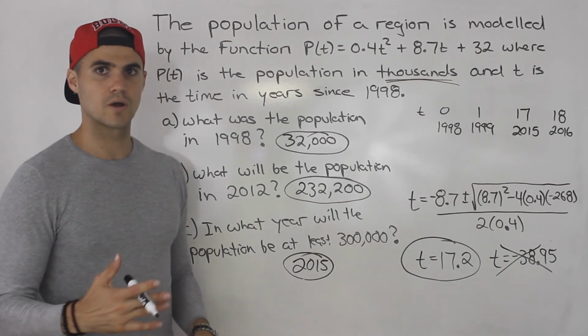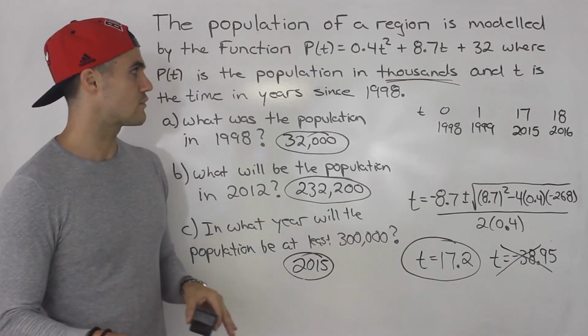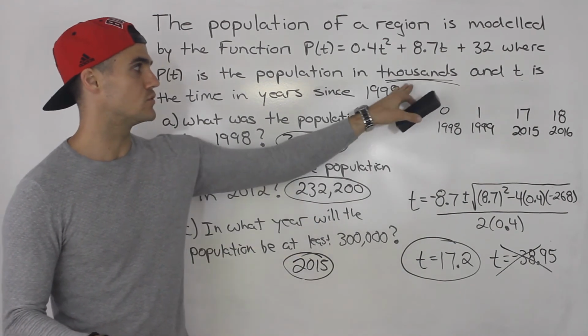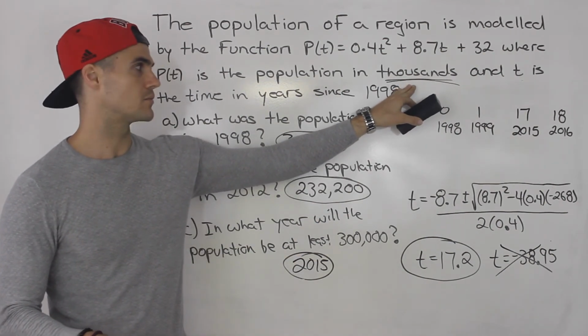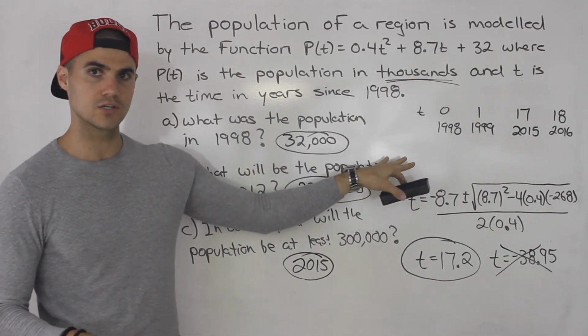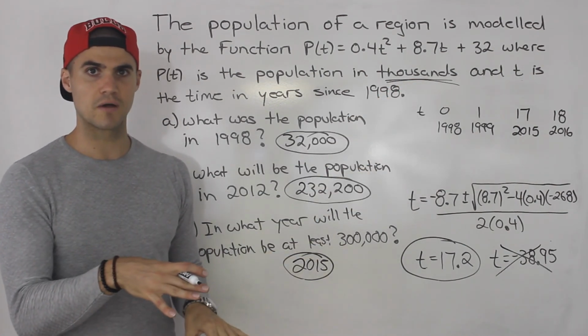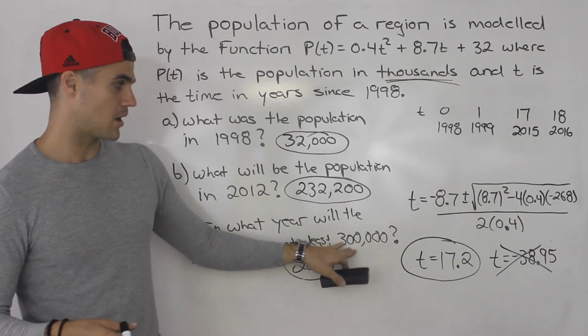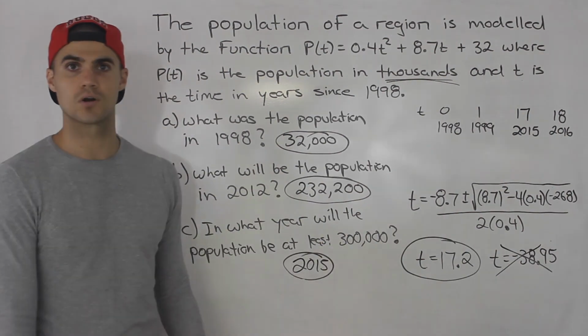Right? So with these types of questions, just be careful with the number of units that are expressed for each variable. So the population is in thousands. Whenever you solve for the population, got to multiply that number by 1,000. Whenever you plug in a population, you got to divide that number by 1,000.